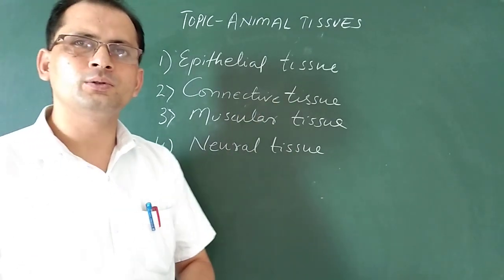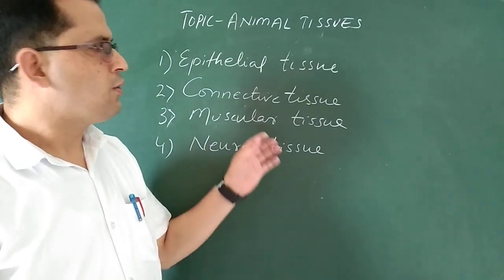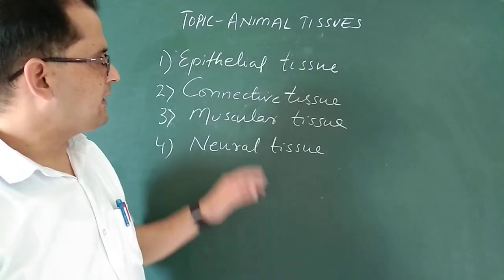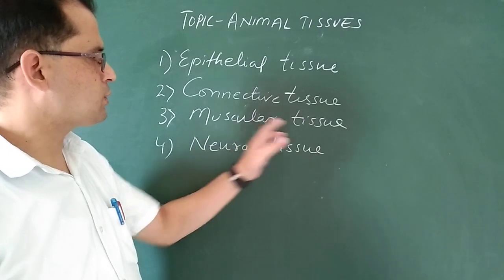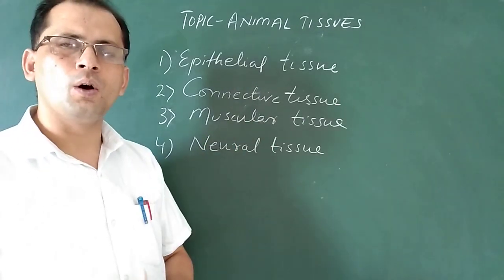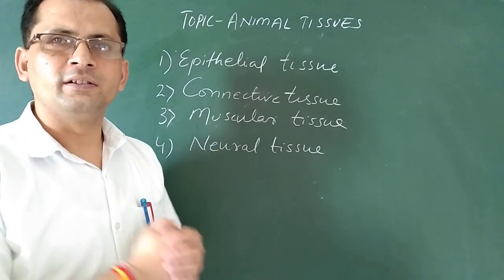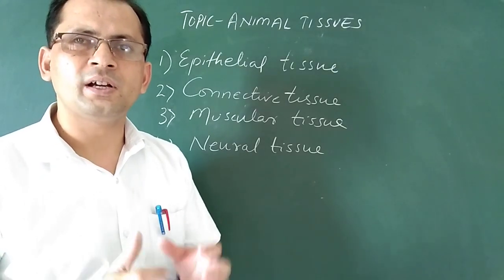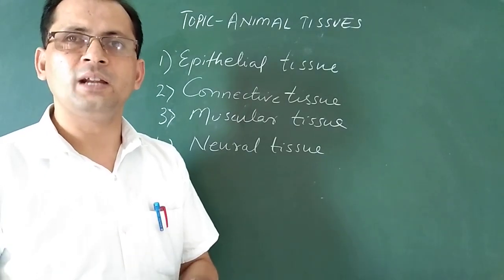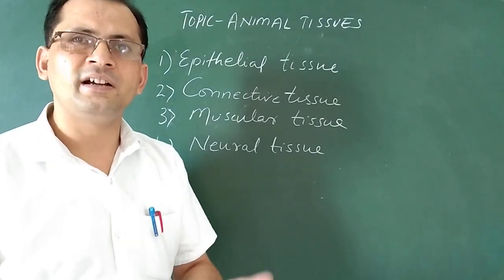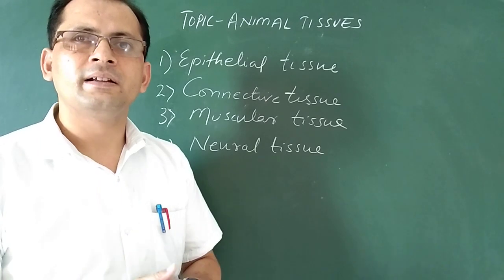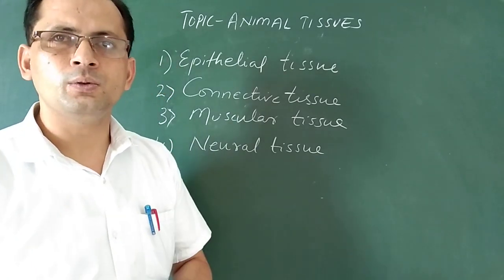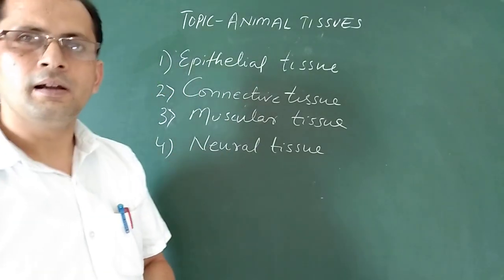Like plant tissues, animal tissues also have four types. First is epithelial tissue. Second is connective tissue. Third, muscular tissue, and the fourth one is neural tissue or nervous tissue. These tissues are present in the animals, and they have a specific role to play in the body of the animals. These tissues have been assigned different kinds of tasks, and they complete these tasks in the body. Now one by one we will discuss these tissues, starting from the first one, that is epithelial tissue.